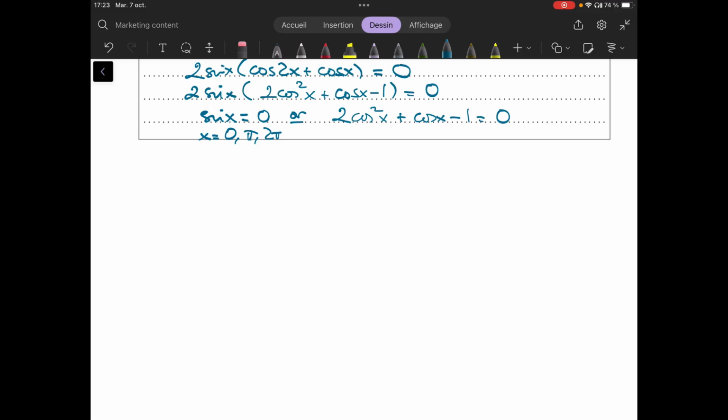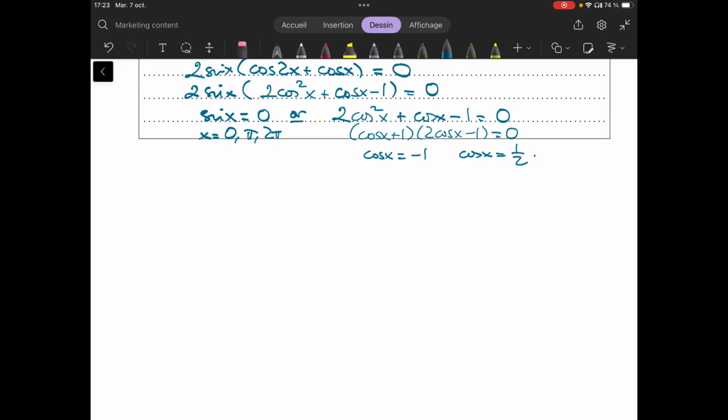On the right-hand side, 2 cos squared plus cos minus 1. Factorize this, and you should get (cos x plus 1)(2 cos x minus 1). So cos x is equal to negative 1, or cos of x is equal to 1 by 2. There are various ways to solve this equation. Personally, I prefer to sketch the function out. You can also use the unit circle. Whatever works for you. Cos x equals negative 1 occurs when x is equal to pi. Cos of x equals 1 by 2 occurs when x is equal to pi by 3 or 5 pi by 3.